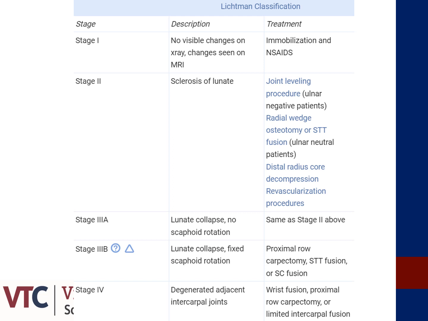Stage 3A means that there's lunate collapse, but there's no fixed rotation of the scaphoid. You have the same treatment options as those in stage 2. Stage 3B means the lunate has collapsed and the scaphoid has a fixed rotation. Again, the scaphoid likes to flex. For stage 3B, you can consider a proximal row carpectomy, an STT fusion, or an SC fusion. And at stage 4, you start to have degenerative changes in the adjacent intercarpal joints. For that, you can consider a wrist fusion, a PRC, or a limited intercarpal fusion.